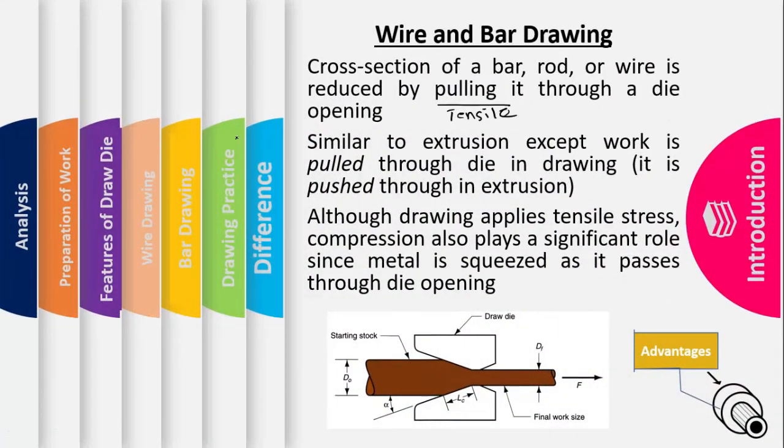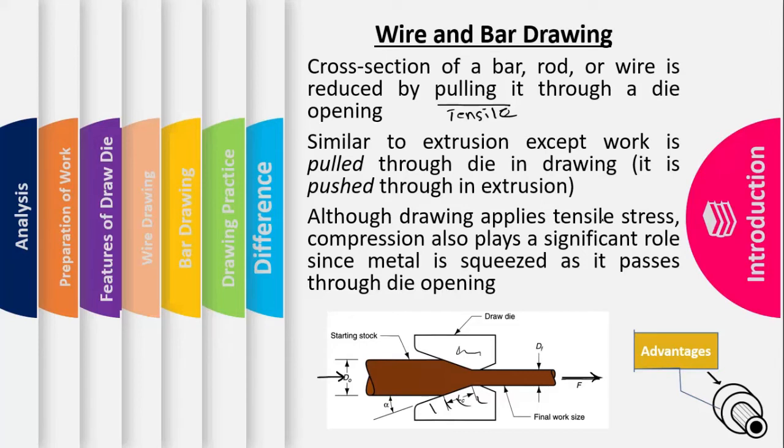It is similar to extrusion. The basic scheme is similar to extrusion. We have a container, we have a die, this hole is a die surface, and there's a work billet or the work stock, and that is being pulled through this die opening. The only difference is that in extrusion the force is applied here and the material is pushed, while in wire and bar drawing, it is being pulled. That is the only difference between extrusion and wire and bar drawing.